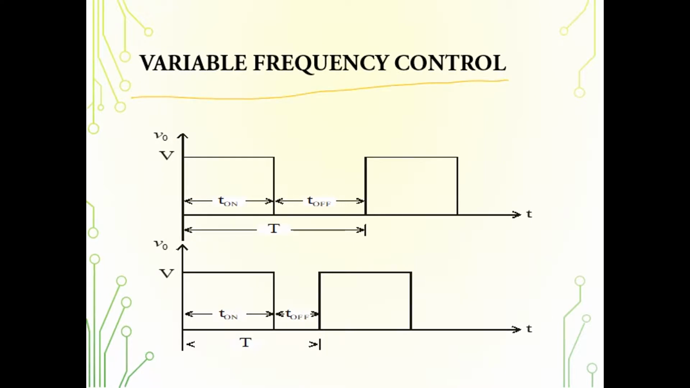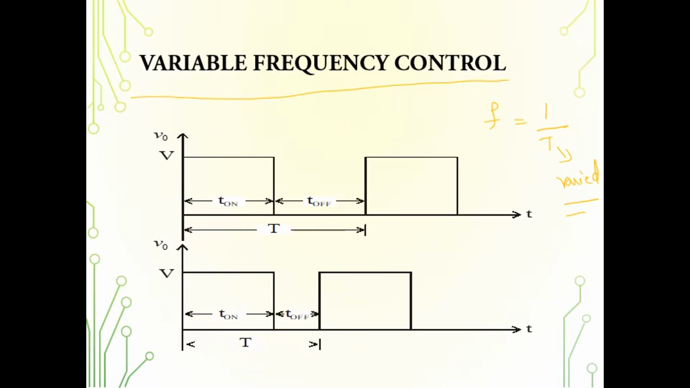Next is the variable frequency. Variable frequency means obviously this T has to be varied, right? To vary T, you see here this is the first waveform and the second waveform, that is the output waveform. T is not fixed, T is changed. But what is kept the same? T on is kept the same.